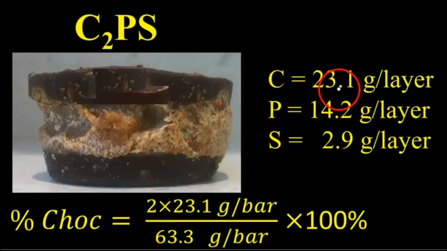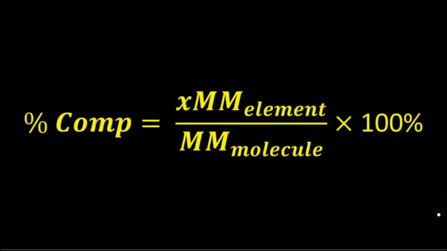So there's 2 layers times 23.1 grams per layer. That 2 times 23.1 gives us how many grams of chocolate there are for every bar, divided by the mass of the bar. And the mass of the bar is, well, there's 2 chocolate layers, so 23.1 times 2, plus the peanut butter, plus the sugar, which gives us 63.3 grams per bar. If we punch it in the calculator, we get the same number, a percent composition of chocolate of 72.3%.